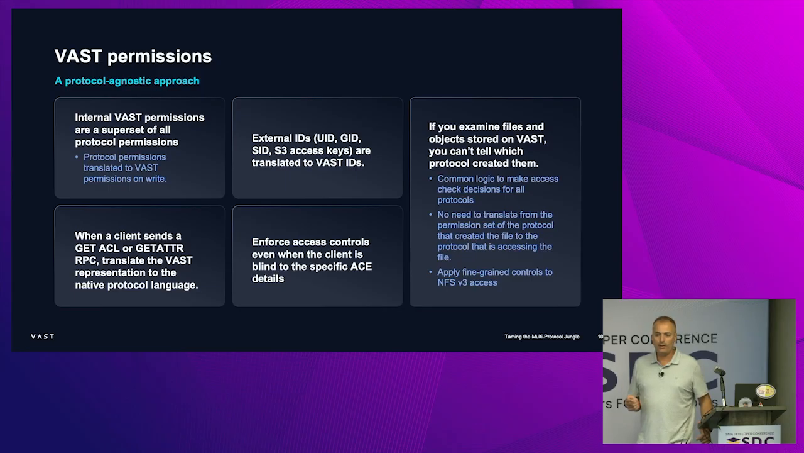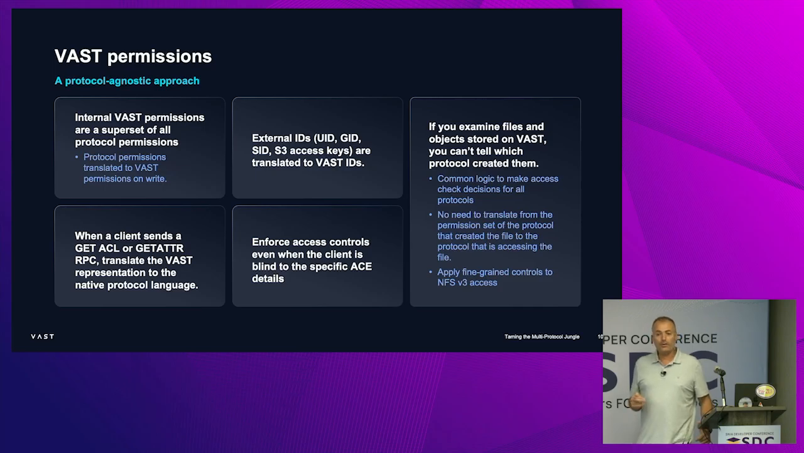Because internally, you don't care if it's a UID or a user SID, if it's a group SID or a GID or an S3 access key. And this simplifies things. Now, your client may want to get the ACL if you run getfacl from NFS, for example, in which case we need to translate the VAST ACLs and the VAST IDs to the native protocol representation. So in the case where you created a long SMB ACL and you want to display it in NFS semantics, we have a limitation dictated by the protocol. So we will display only part of the ACL. But don't get confused. When we run access check, we will take the whole ACL into account.